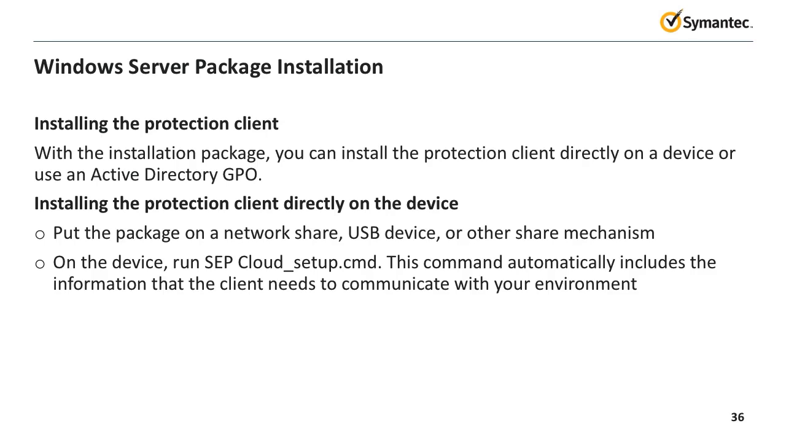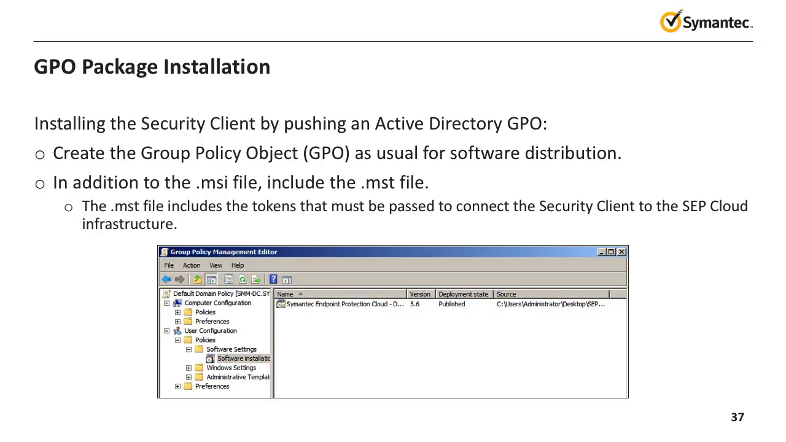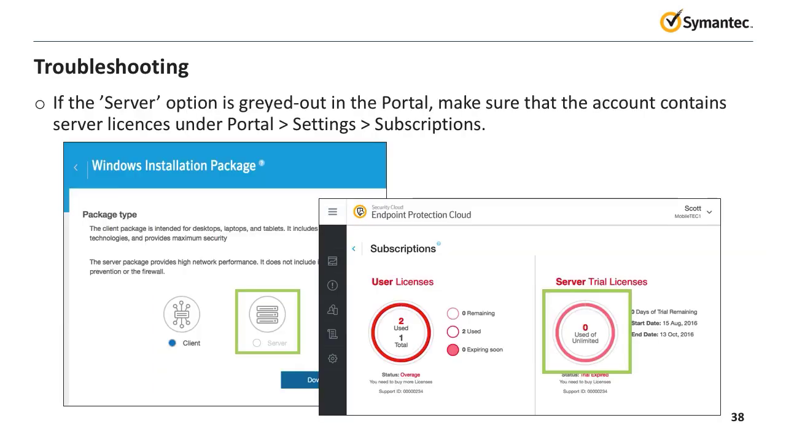This command automatically includes the information that the client needs to communicate with your environment. When installing the security client by pushing an Active Directory group policy object, create the group policy object as usual for software distribution. In addition to the .msi file, also include the .mst file. The MST file includes the tokens that must be passed to connect the security client to the SEP Cloud infrastructure. If the server option is grayed out in the SEP Cloud portal, make sure that the account contains server licenses under Portal, Settings, Subscriptions.